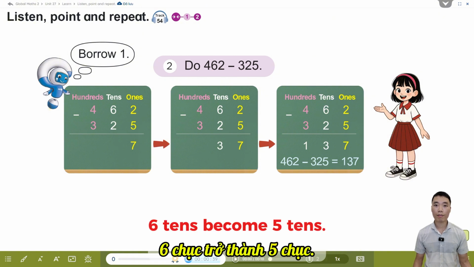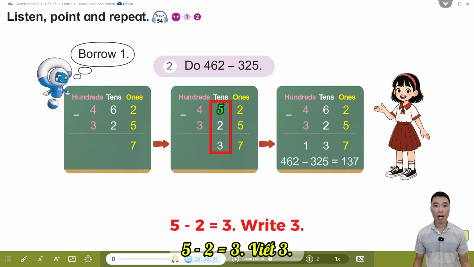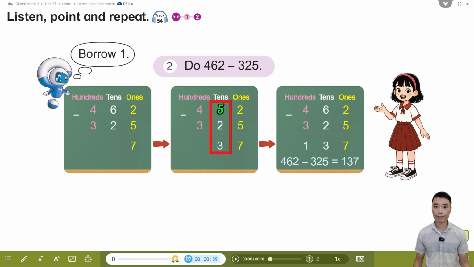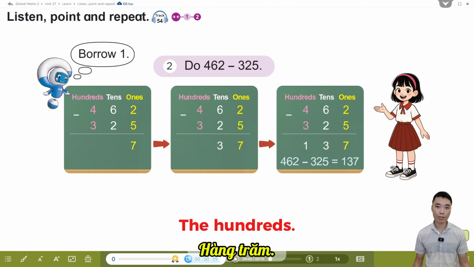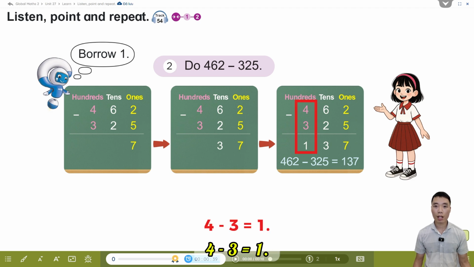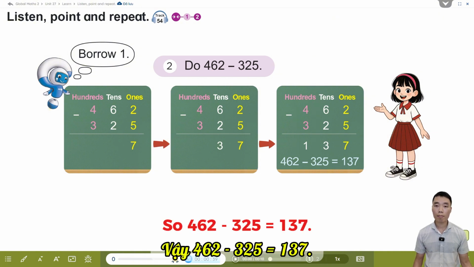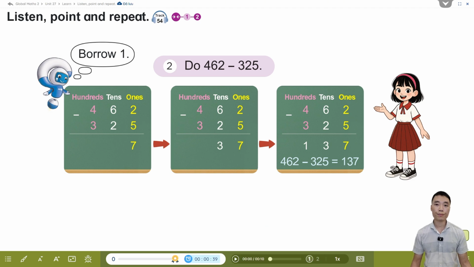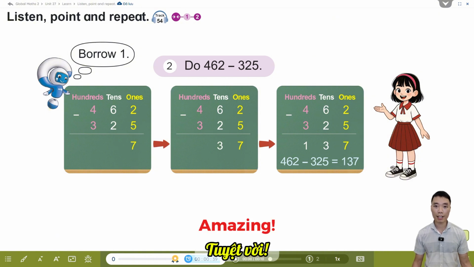6 tens become 5 tens. 5 minus 2 equals 3. Write 3. The hundreds. 4 minus 3 equals 1. So 462 minus 325 equals 137. 462 minus 325 equals 137. Amazing.